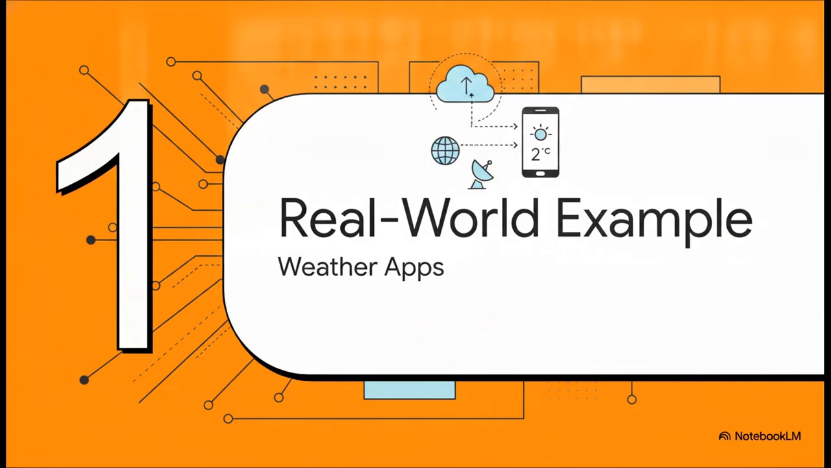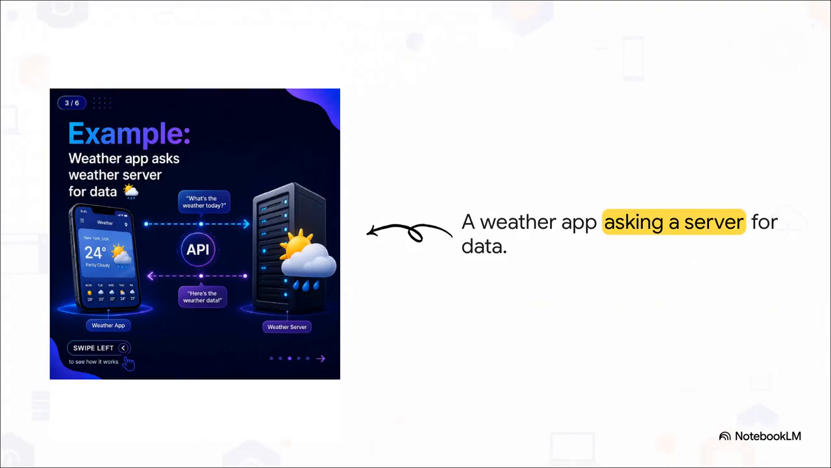Section 1. Real-world example, weather apps. To move from the abstract to something highly concrete, and this brilliantly illustrates the point, let's look at this process in action. Think about your trusty weather app. You open it up, you select New York. The app instantly packages a little message saying, hey, what's the weather today in New York? The API takes that message, zips across the digital void to a dedicated weather server, which is basically a massive computer that tracks global meteorology. That server processes the request, hands the current conditions right back to the API, and then the API delivers it straight to your device. And presto, you see that it's 24 degrees and partly cloudy.